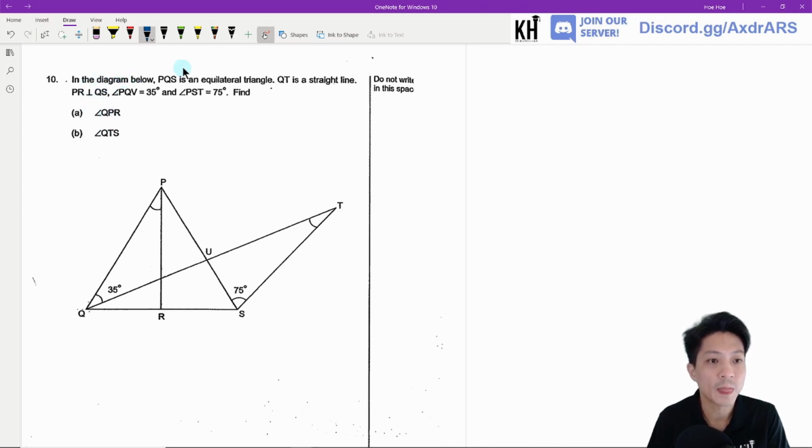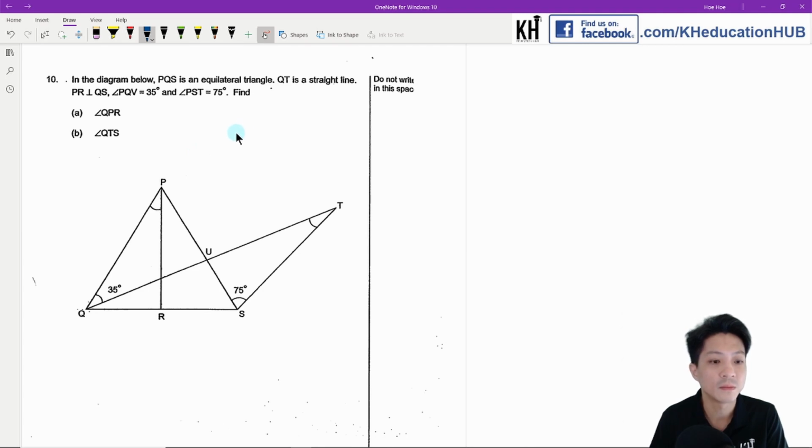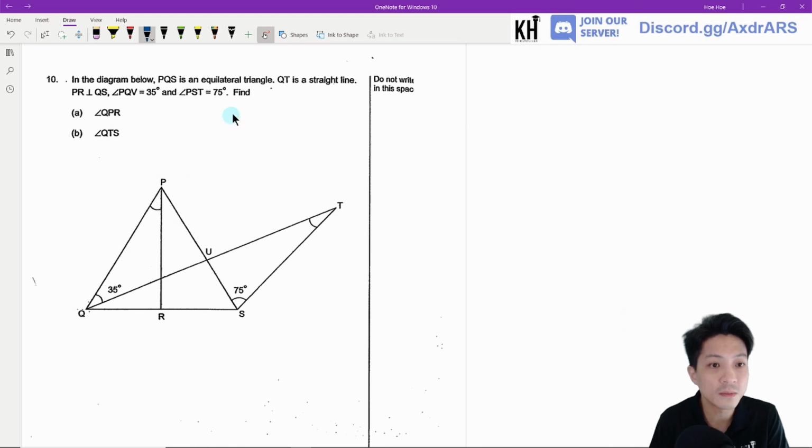Okay, question 10. In the diagram above, PQS is an equilateral triangle. QT is a straight line, and PR is perpendicular to QS. Angle PQV is 35. The PQV or PQU? Okay, it doesn't matter. And angle PST is 75.